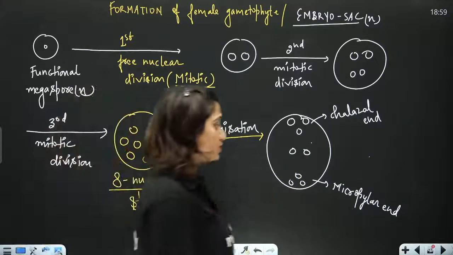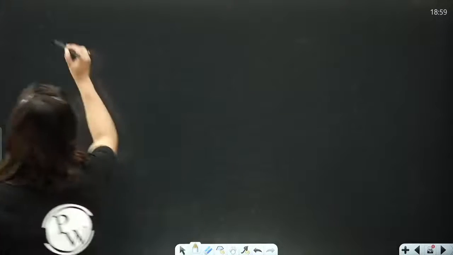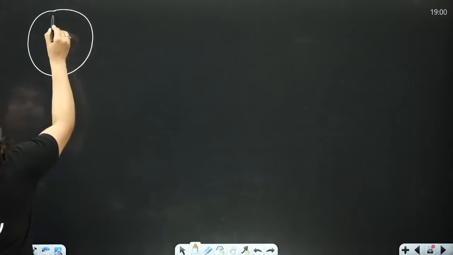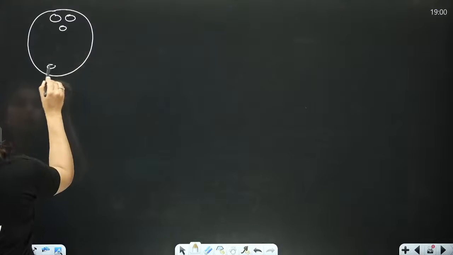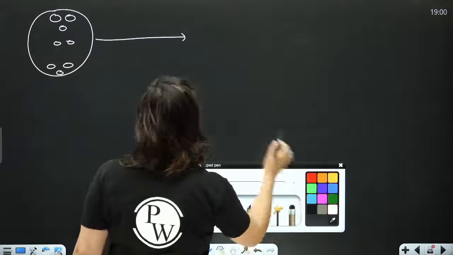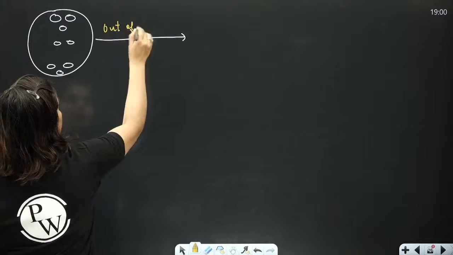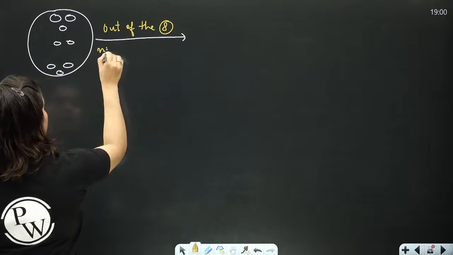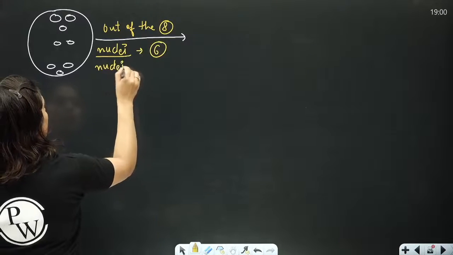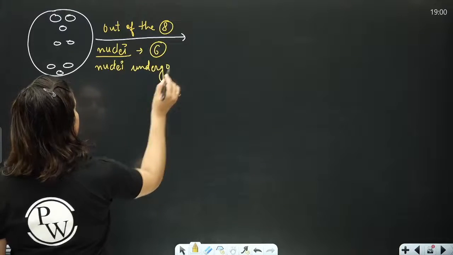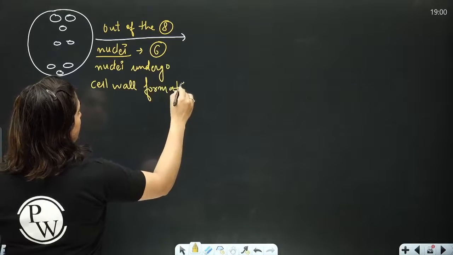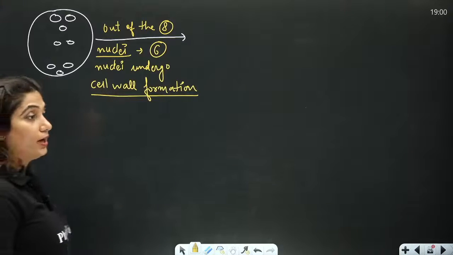Now what will happen after this? After this, cell wall development will happen. 3 nuclei are present at this end, 3 nuclei at this end, and 2 at the center. So just see carefully what I'm going to write over here. Out of the 8 nuclei, 6 nuclei undergo cell wall formation. This is the line of NCERT and important.